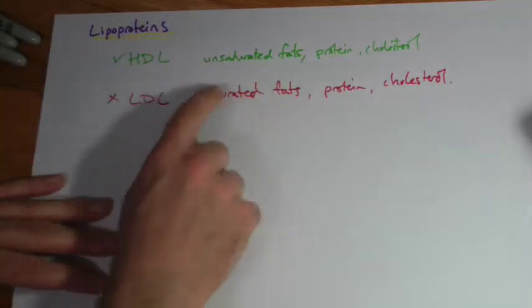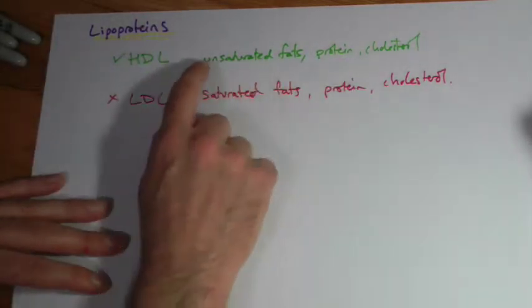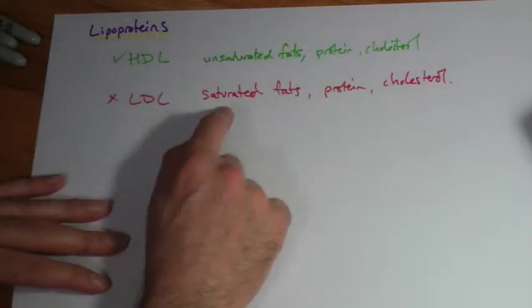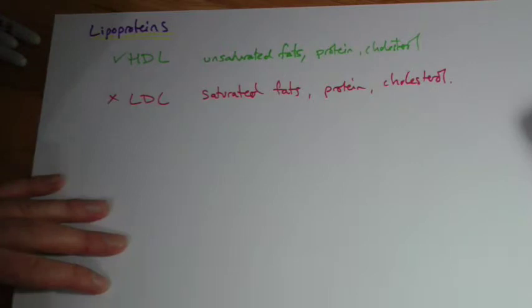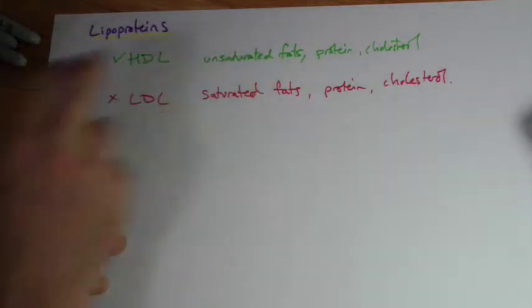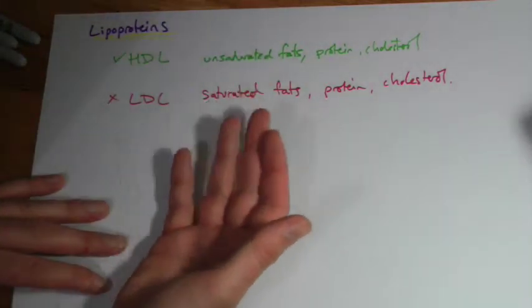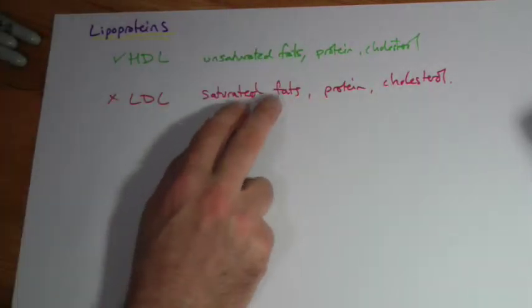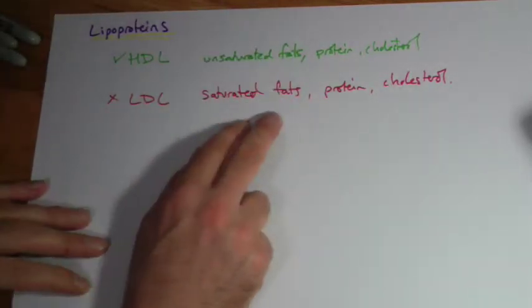The difference really is structural: high density lipoproteins are made from unsaturated fats, protein, and cholesterol; low density are made from saturated fats, protein, and cholesterol. Remember, unsaturated fats we would associate with plant-based things, oils and lipids from plants. Saturated fats we particularly associate with animal fats.